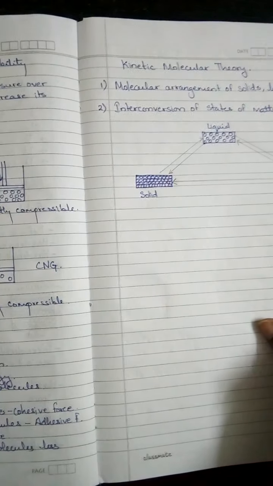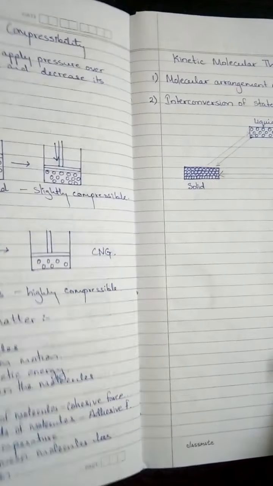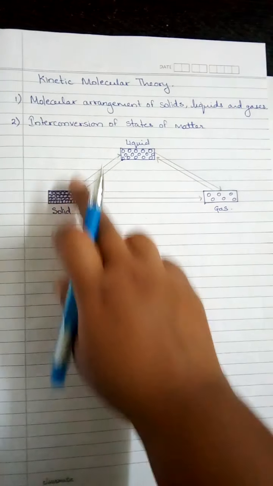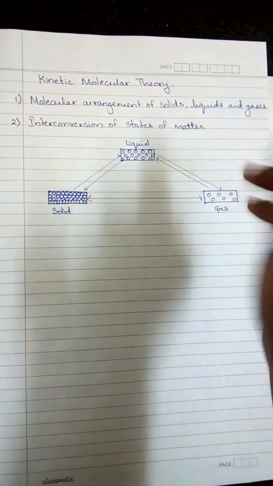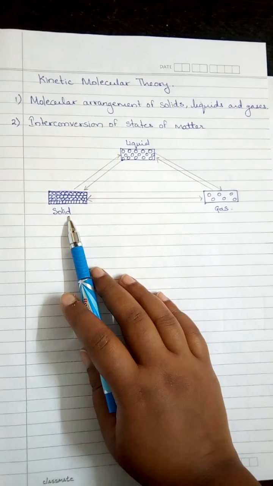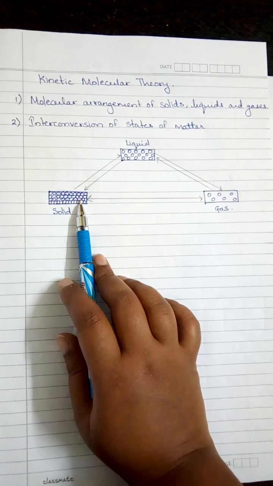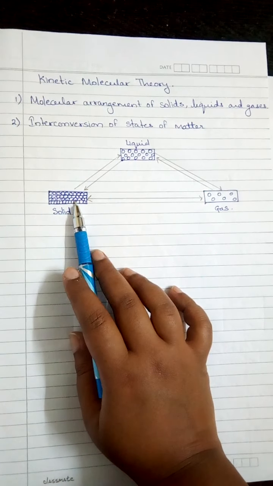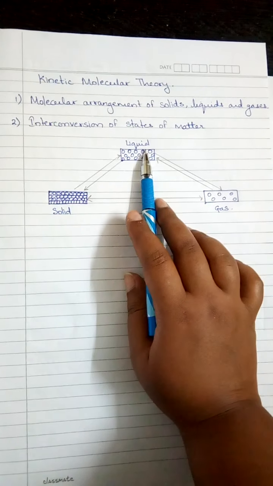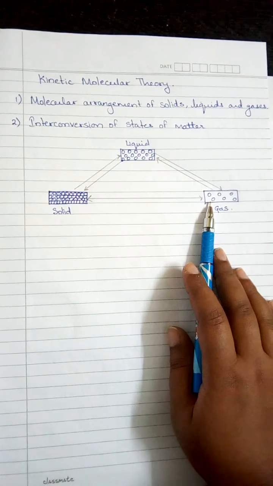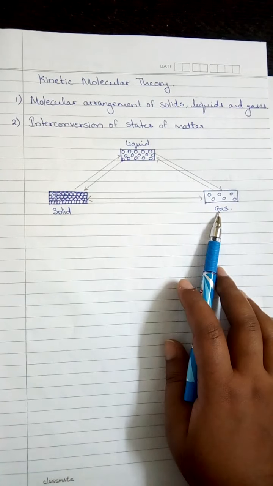Coming to kinetic molecular theory. Now kinetic molecular theory has 2 points. First one, molecular arrangement of solid, liquid and gas, that we have learned from the first lecture only. In solids the molecules are compact, very closely packed. In liquids they are a little bit far from each other, and in gases they are the farthest. So that is the molecular arrangement of solid, liquid and gas.